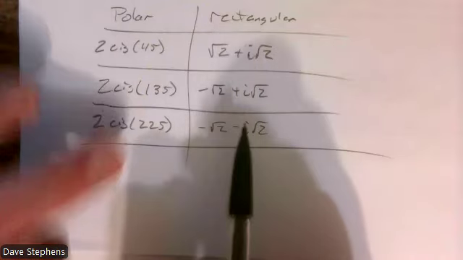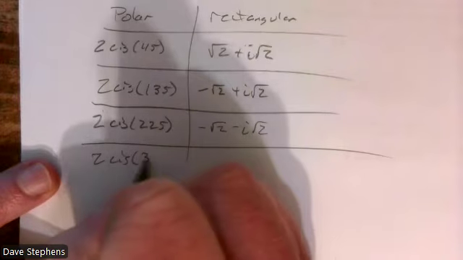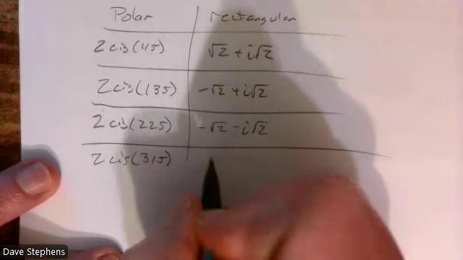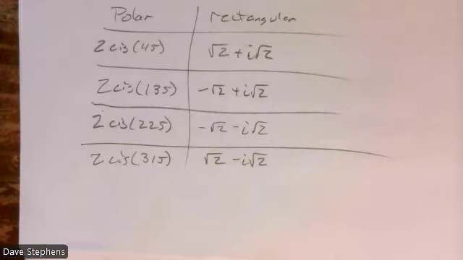Because we're in quadrant 3, right? Quadrant 1, quadrant 2, quadrant 3, quadrant 4 would be 2 CIS 315. We have a positive a and a negative b.